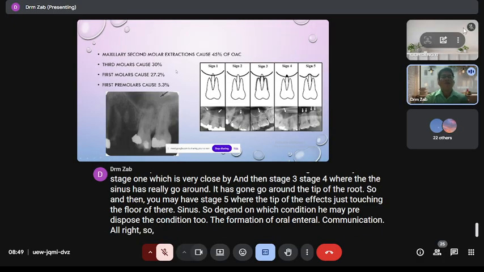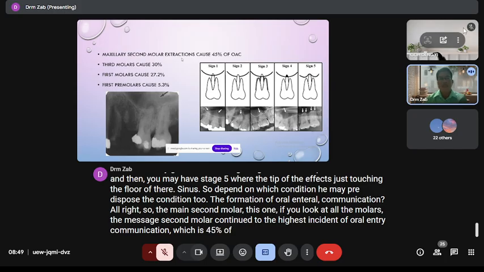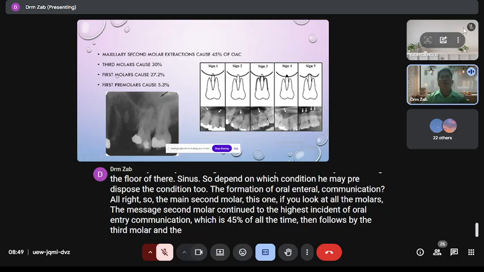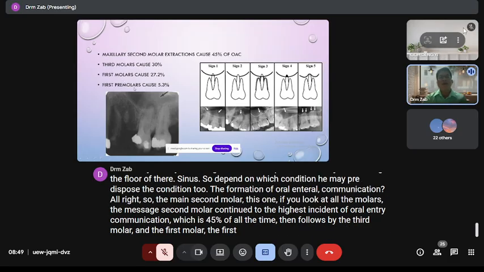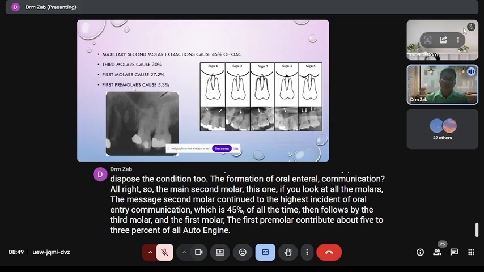All right. So if you look at all the molars, the maxillary second molar contributes to the highest incidence of oro-antral communication, which is 45% of all the time. Then it is followed by the third molar and the first molar. The first premolar contributes about 3 to 5% of all oro-antral communication.